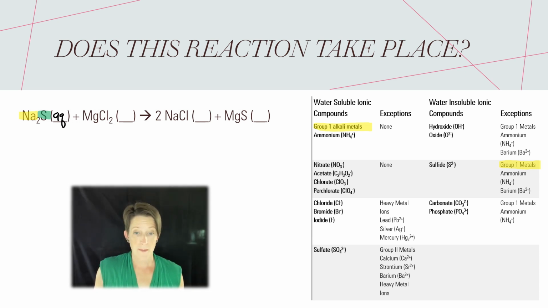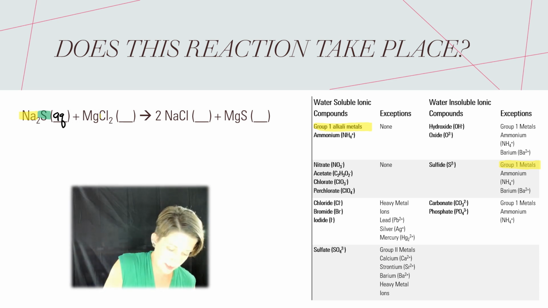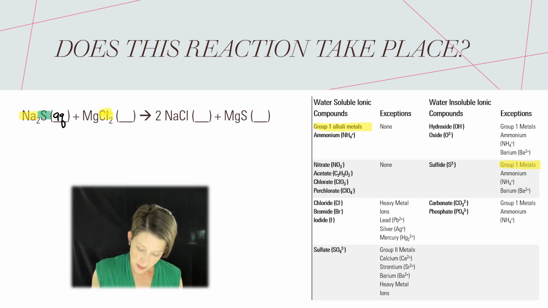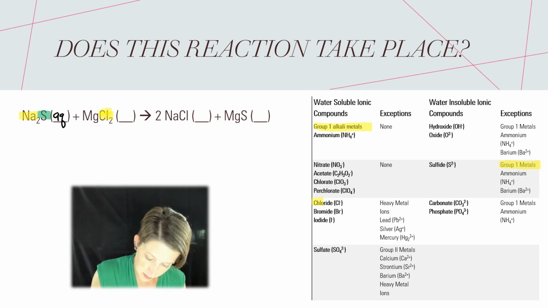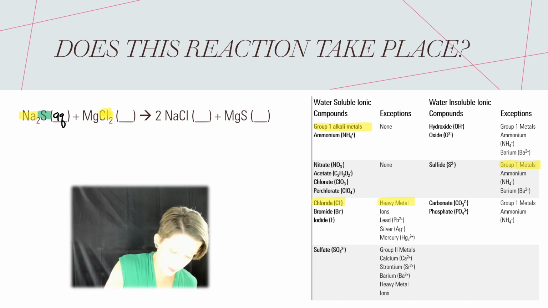Looking at our next one, magnesium. Magnesium is not in this list, so it's going to be dictated based off its anion. Our anion is chlorine. When we look at this chlorine, where does it fall within this chart? Chlorine's down in the 3rd level. Chlorine is soluble except with heavy metals. Magnesium is not in that list of heavy metals. Therefore, this chlorine will allow magnesium to be soluble. Therefore, this compound is soluble.